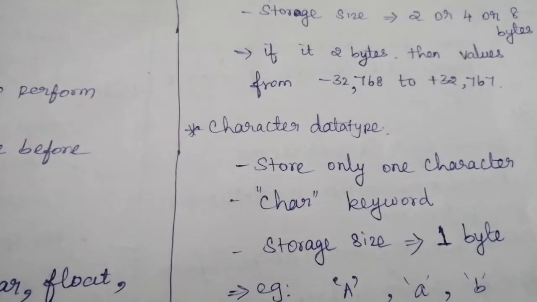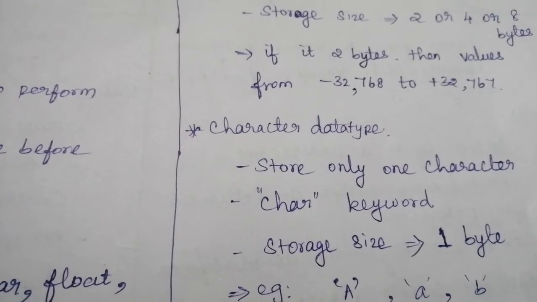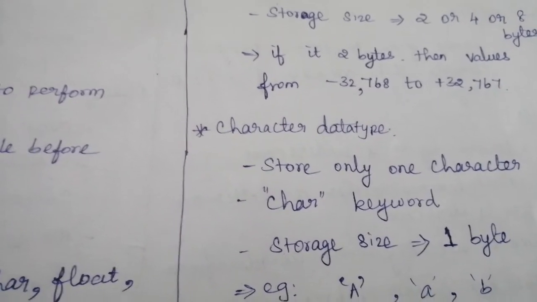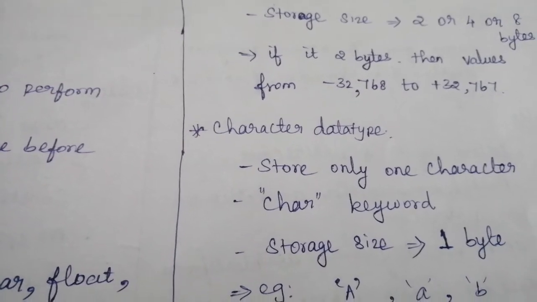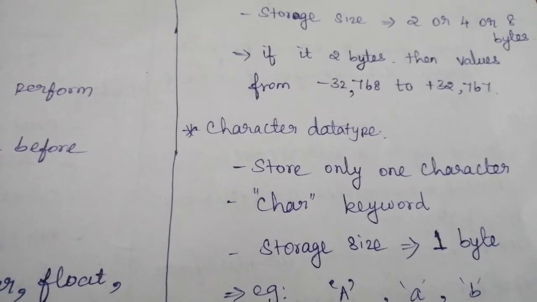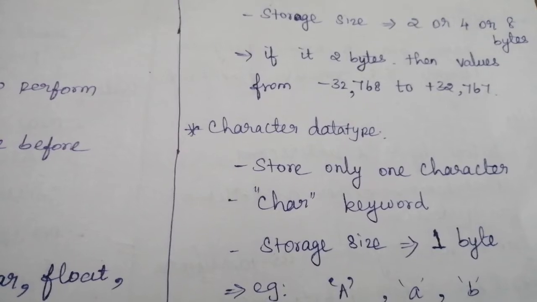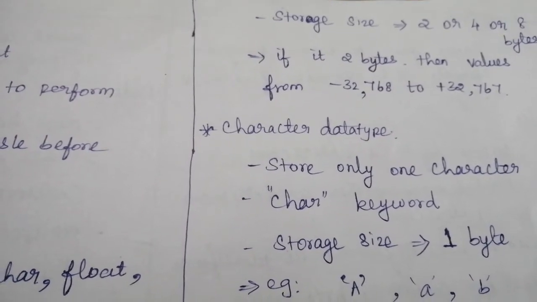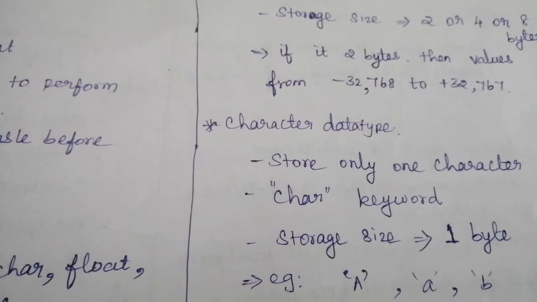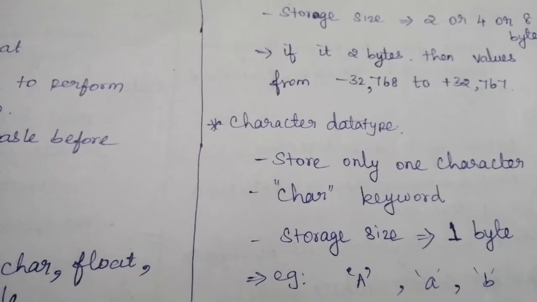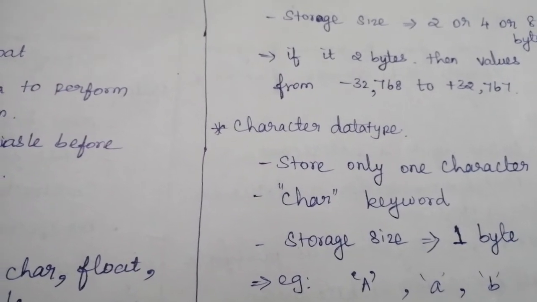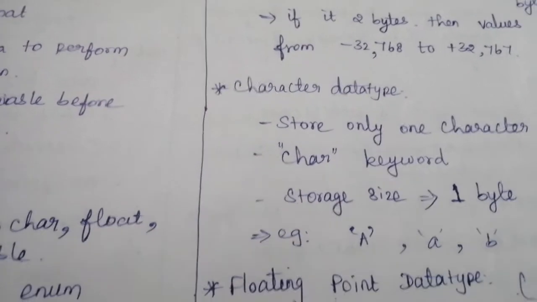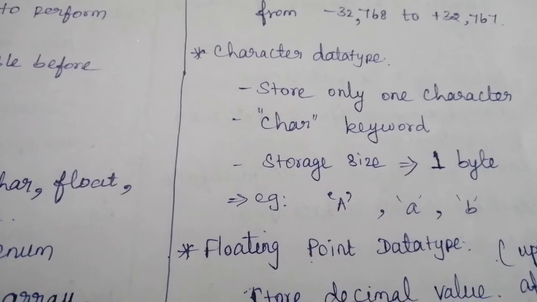If it is a 16-bit OS, the storage size is 2 bytes. If it is a 32-bit OS, the storage size is 4 bytes. If it is a 64-bit OS, the storage size of the data type is 8 bytes. If it is 2 bytes, then the range of the integer data type is from minus 32,768 to plus 32,767. So this is about the integer data type. Next, character data type.